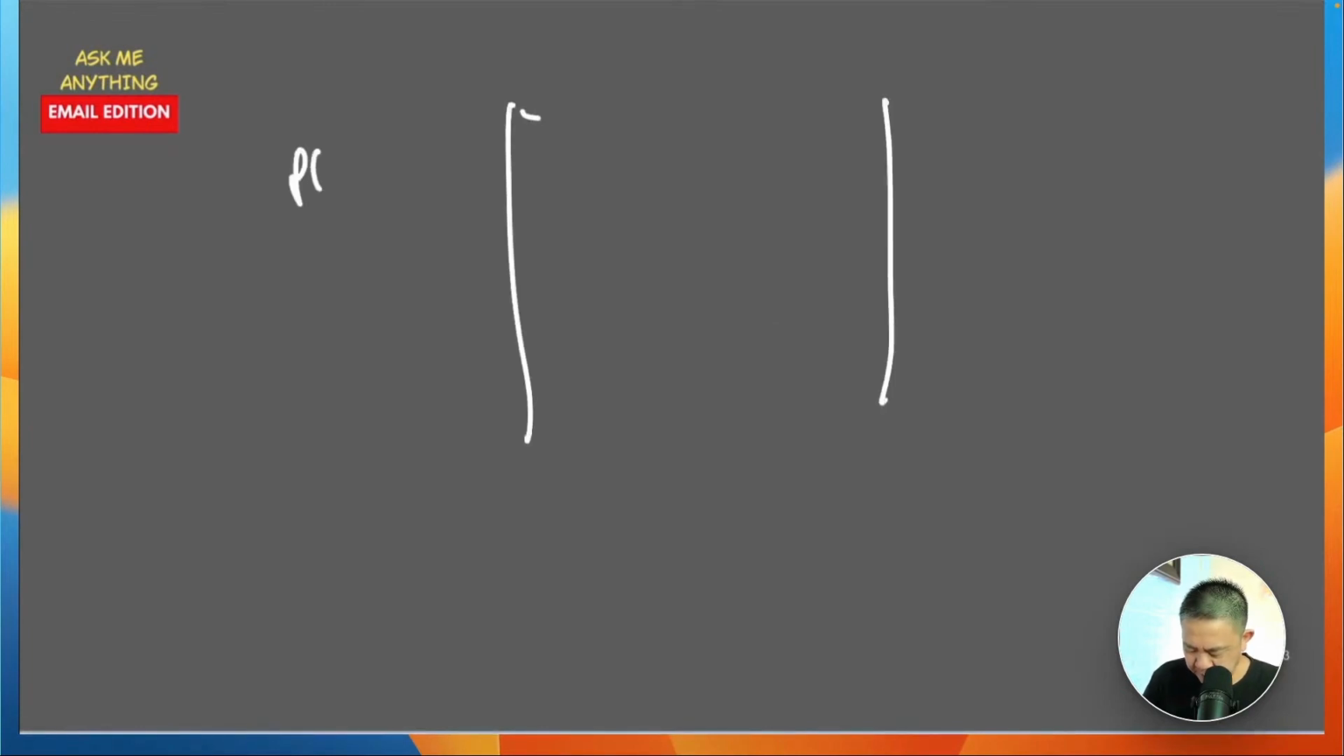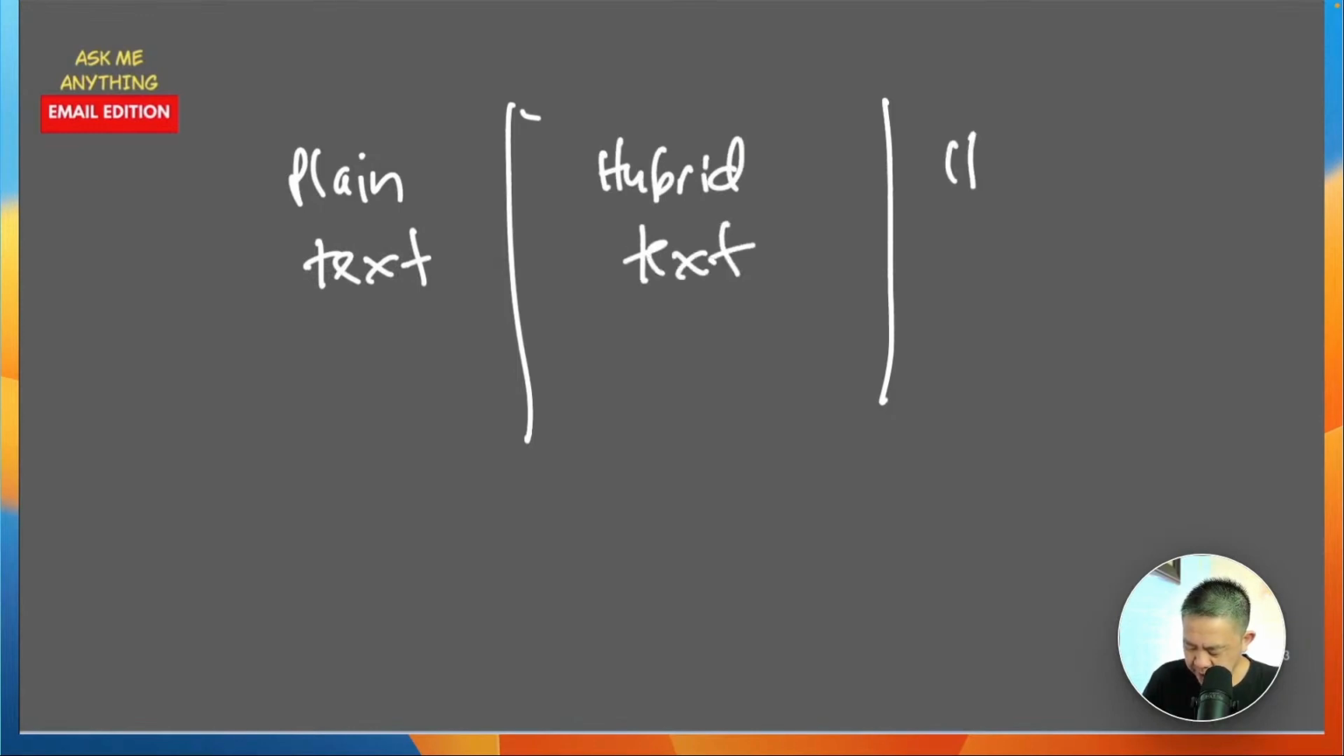So generally, there are three types. One is plain text, and the other one is hybrid. All right, I'll explain to you why. And then the other one is HTML. So plain text, which is now rarely used, all right? Plain text is, as what it's called, just text.